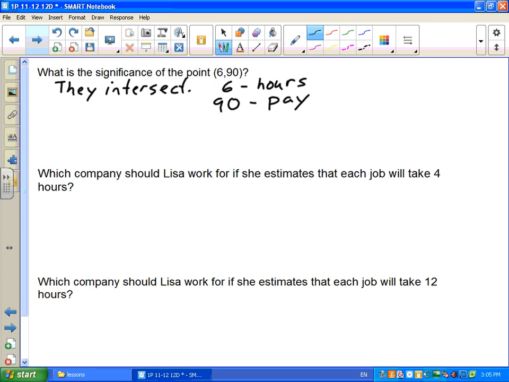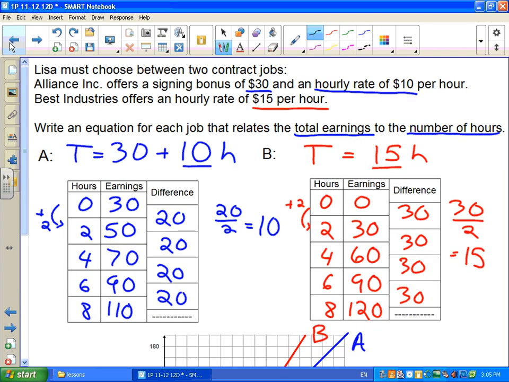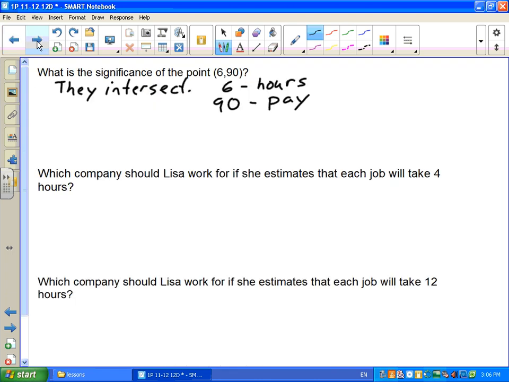So at this point, 6, 90, if I flip back to the table, notice that her job at Alliance would pay her $90 for 6 hours worked. Her job at Best Industries would pay her $90 for 6 hours worked. All these other rows in the table aren't the same. Okay? If she works 8 hours for Alliance, she makes $110. If she works 8 hours for Best Industries, she makes $120. So this is the only point where, if she works the same number of hours at both jobs, she'll earn the same amount of money.